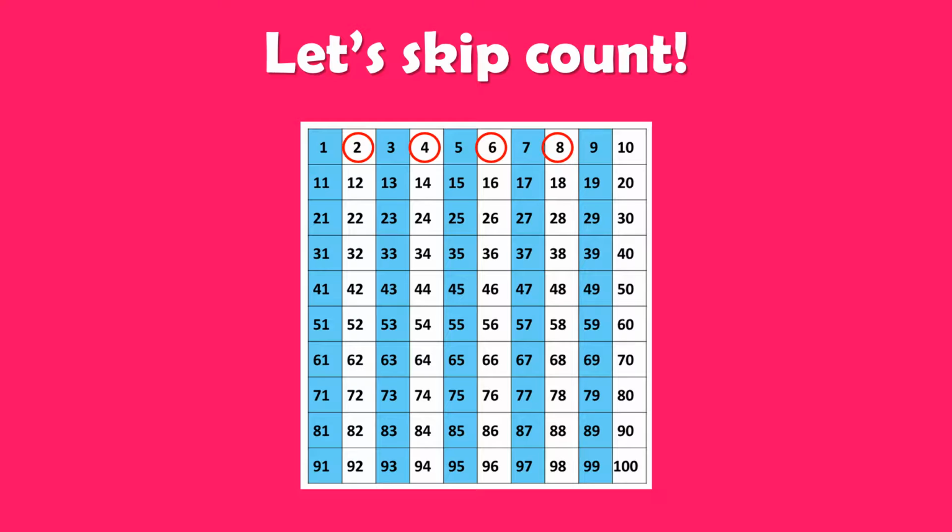So, now that you know that all the numbers in the white boxes are even, what do you think the numbers in the blue boxes are? The numbers in the blue boxes like 1, 3, 5, 7, and all the other numbers in the blue boxes are odd numbers.